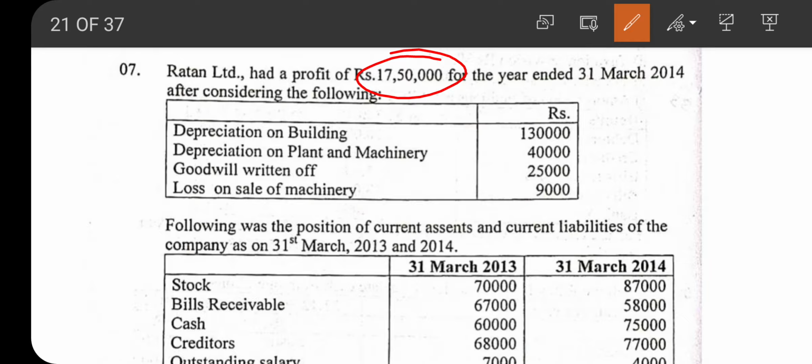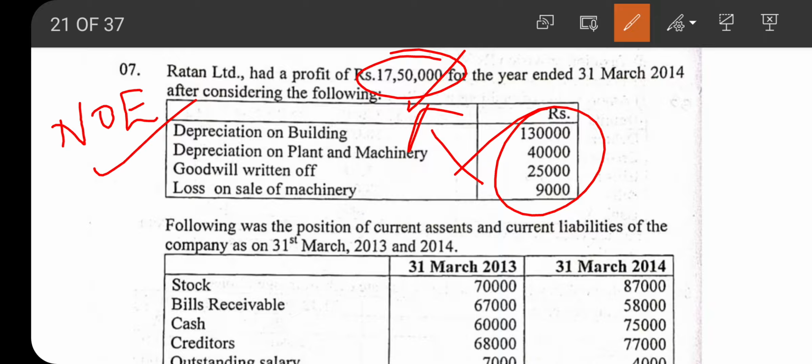Then they have given you the additional information. Depreciation on building 1,30,000, depreciation on plant and machinery rupees 40,000, goodwill written off 25,000, loss on sale of machinery rupees 9,000. So these are the non-operating expenses which you need to add to the closing balance of profit and loss account. So in this problem they have given you the net profit, so you need to add all these amounts to the net profit.